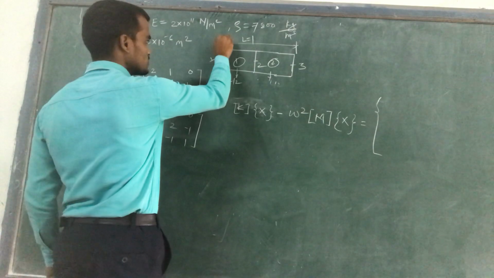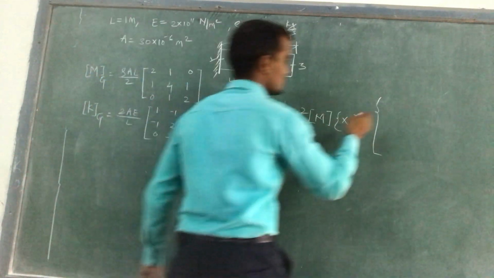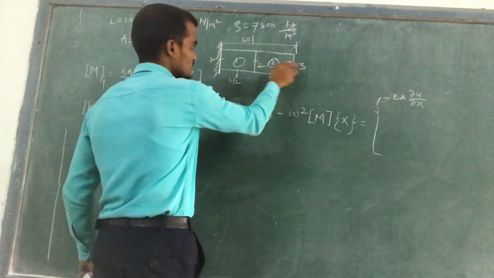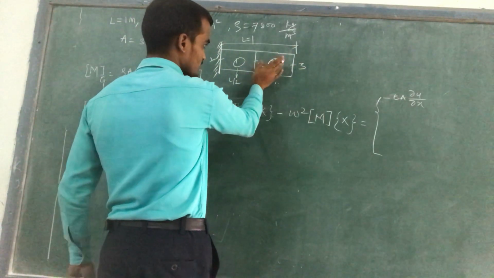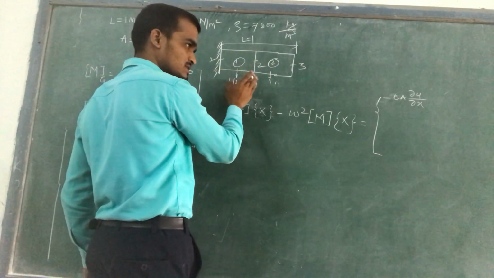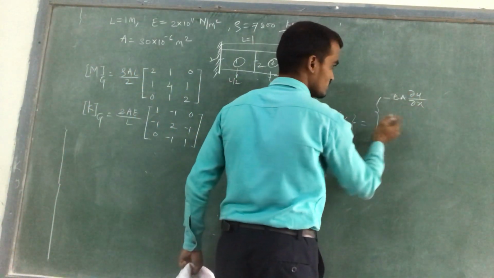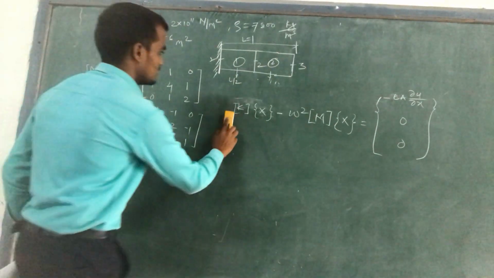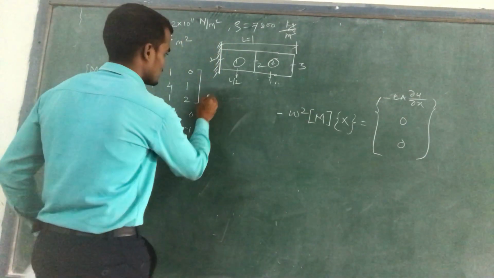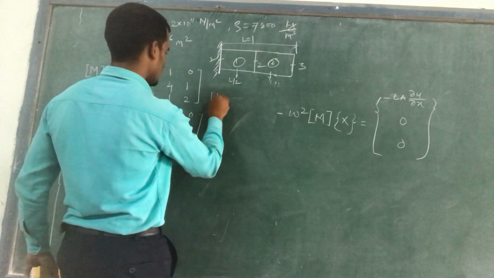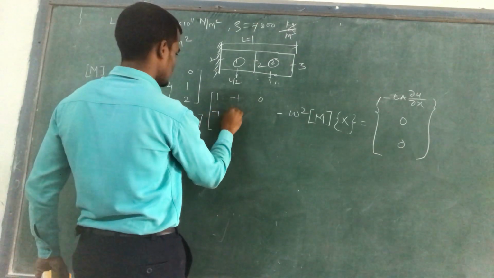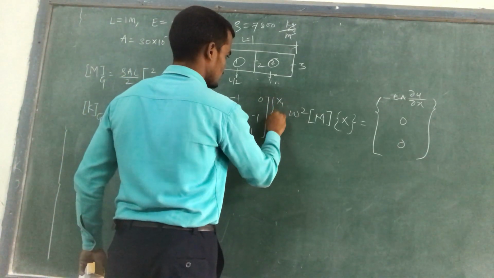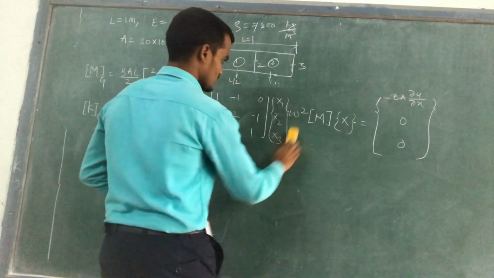At each node, the first node is fixed. For fixed boundary conditions, we need to write minus EA dou u by dou x. The second and third nodes are free. For the first node, as we know, for a fixed node it is written as minus EA dou u by dou x, and for the other remaining nodes it should be equal to 0. So we need to write this global stiffness matrix as (1 minus 1 0, minus 1 2 minus 1, 0 minus 1 1) into x, which is nothing but x1, x2 and x3.